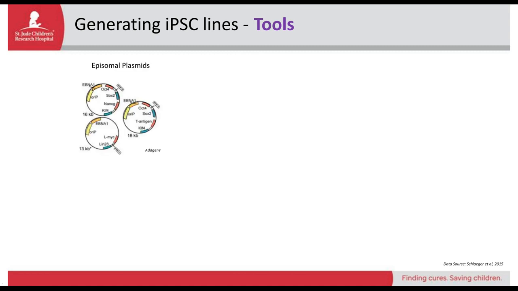Now, there are different ways to introduce the reprogramming factors into the donor cells. The three most common methods are: one, using episomal plasmids, which is basically a set of plasmids that code for the reprogramming factors.